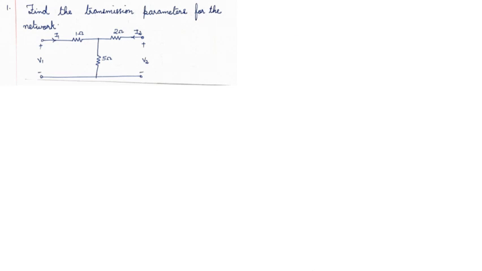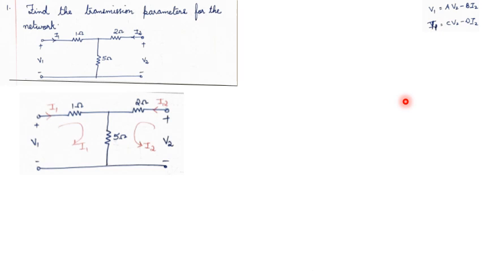Now let's move to a problem. Let's consider a network. Here we have to find out the transmission parameters. The transmission parameter equations are like this. V1 is equal to AV2 minus BI2. Second equation is I1 is equal to CV2 minus DI2. Now I have redrawn this circuit and marked the mesh currents.